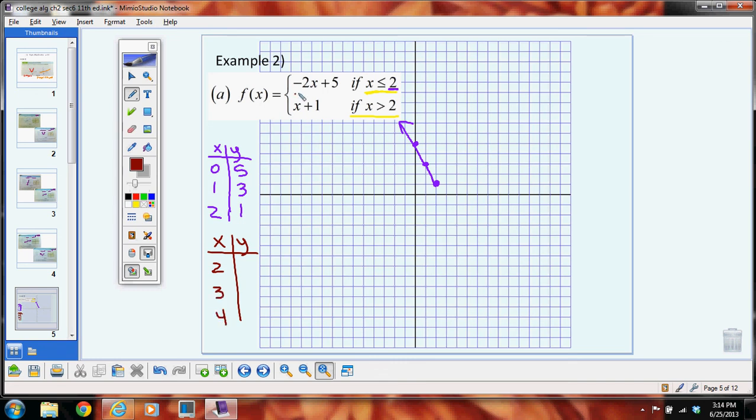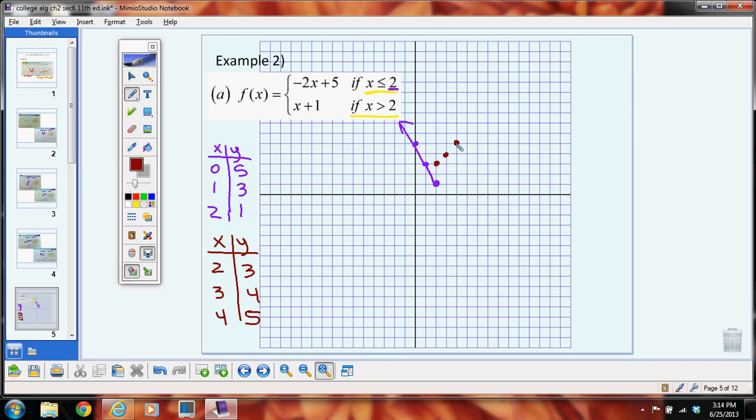Now if I go up here and I plug in a 2, 2 plus 1 is 3. So I put 3 there. If I plug in a 3, 3 plus 1 is 4. If I plug in a 4, right there, 4 plus 1 is 5. So I put 5 here. Now let's put these on a graph. When x is 2, y is 3. So that would be right here. When x is 3, y is 4. And when x is 4, y is 5.